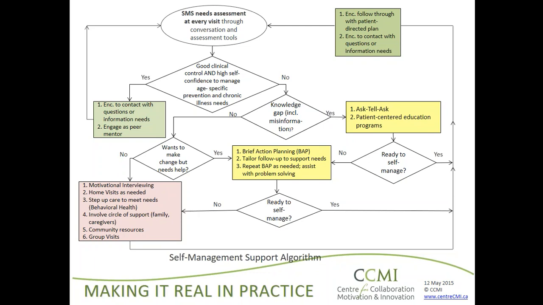So if we start up at the top where it says SMS needs assessment at every visit through conversation assessment tools, you assess the patient, and the question, the diamonds here mean a question, is the patient in good clinical control and has high self-confidence to manage their age-specific prevention and chronic illness needs? If the answer is yes to that, then encourage the patient to maintain contact with you and ask if there's any questions or information that they need, and continue usual care.